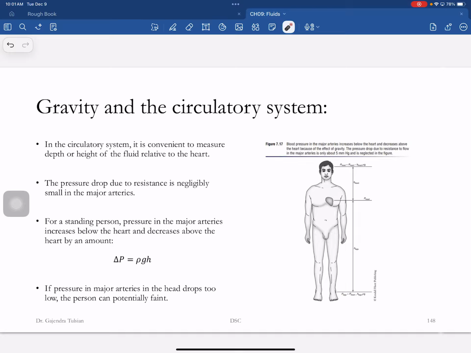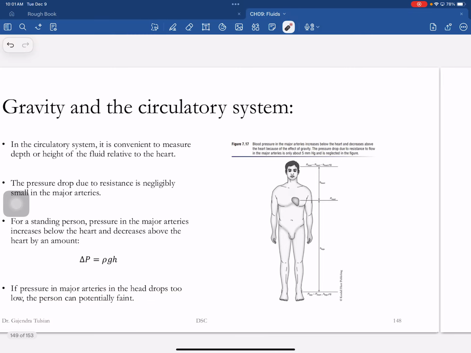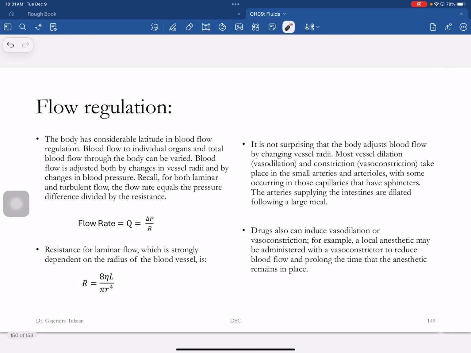So in the circulatory system, it's convenient to measure height of the fluid relative to the heart. The pressure drop due to resistance is negligibly small in major arteries. If pressure in major arteries in the head drops too low, the person can potentially faint. Now we'll talk about flow regulation.